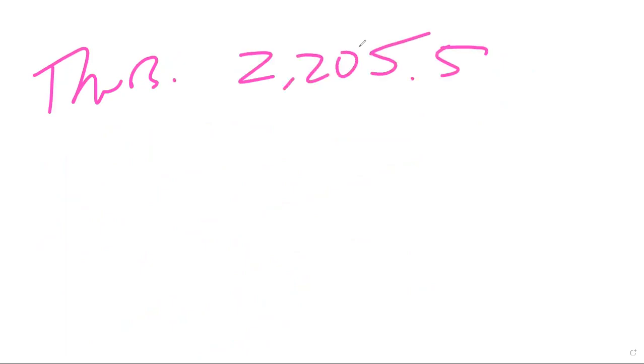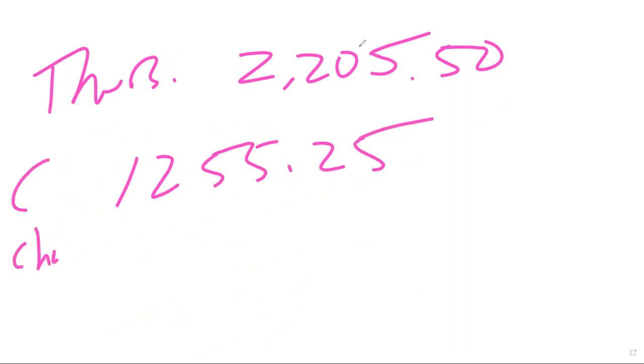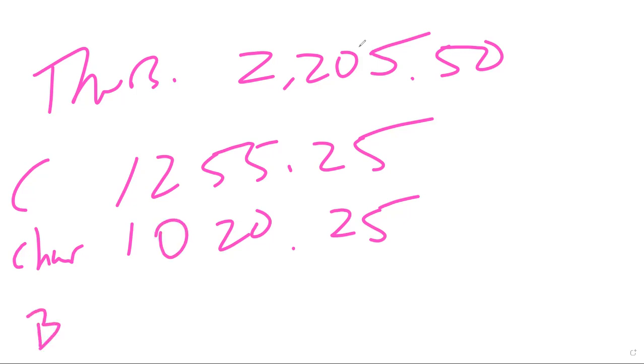Okay. So the total sales for Thursday were 2,205 and 50 cents. The currency, coins and checks amounted to 1,255 and 25 cents. Charges were 1,020.25, and the bank for the drawer was $75. What is the overage and shortage on the daily sales report? The bank was how much? The bank was $75.